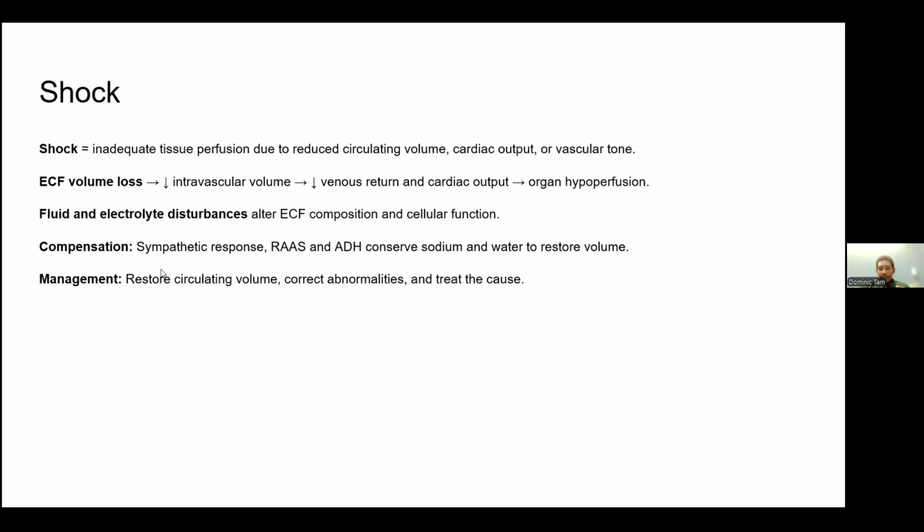As compensation, there'd be activation of the sympathetic nervous system, the renin-angiotensin-aldosterone system, and the antidiuretic hormone to promote vasoconstriction and sodium and water retention to try to restore extracellular fluid volume.